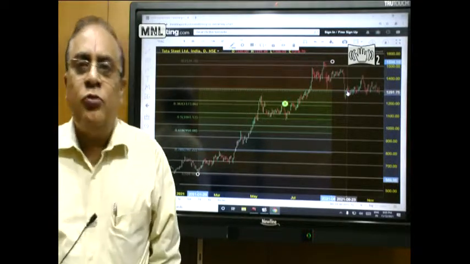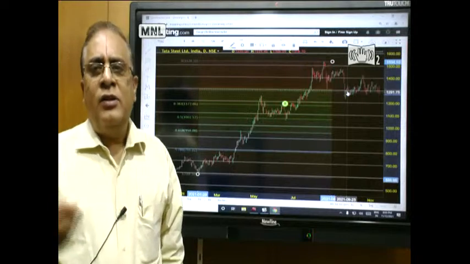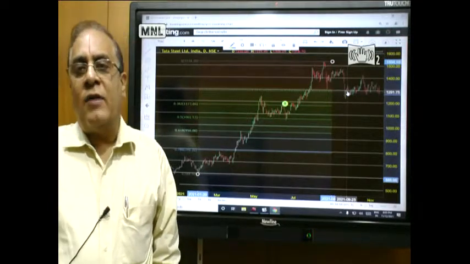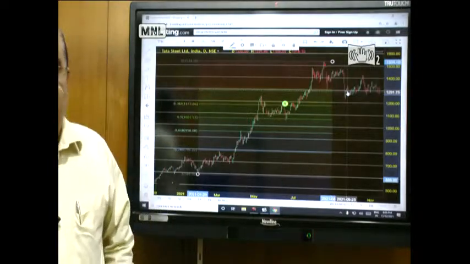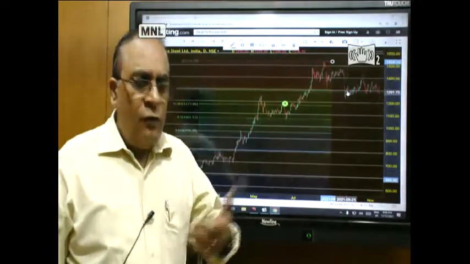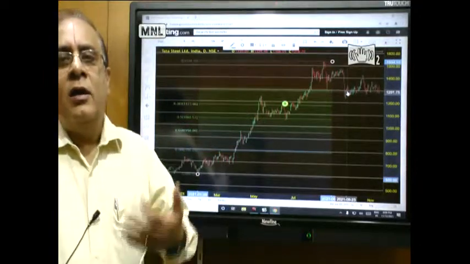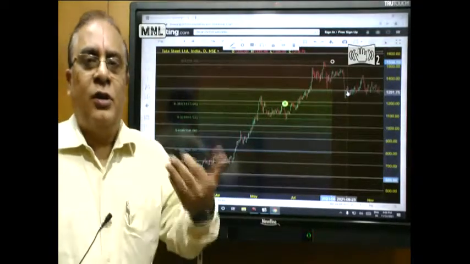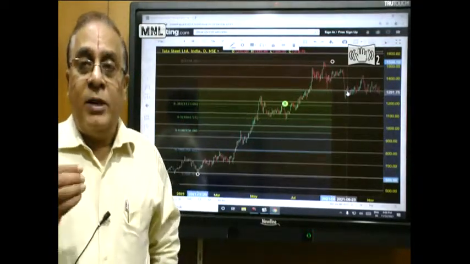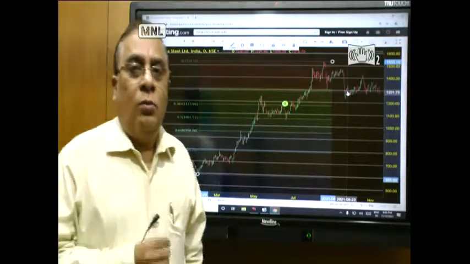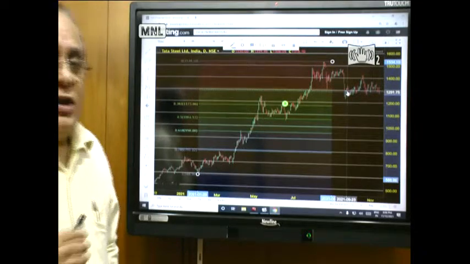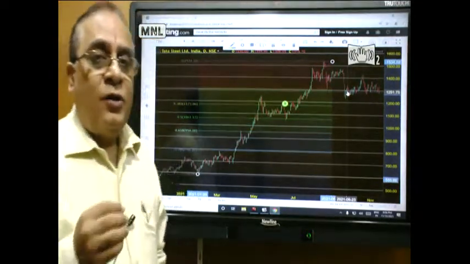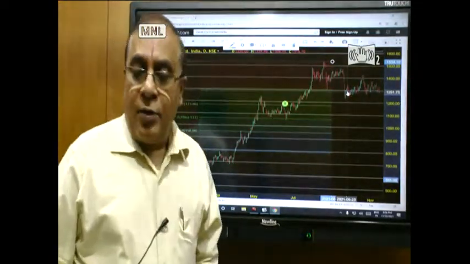So 18,220, 230, if it breaks, then probably you can say that it has comfortably crossed even higher levels. So this way, using the Fibonacci, you can look at what are the levels that need to be crossed before you can be much more confident about what you should do as far as buying is concerned, and also putting your estimated stop loss and profit target.